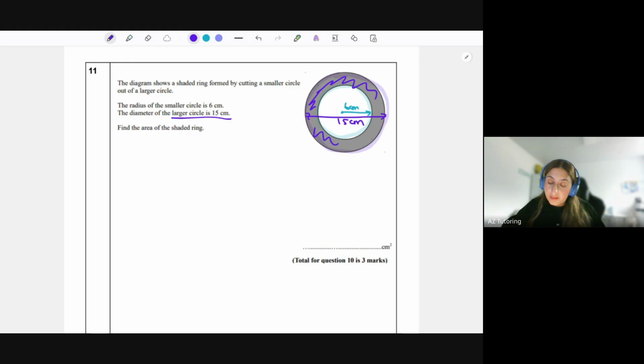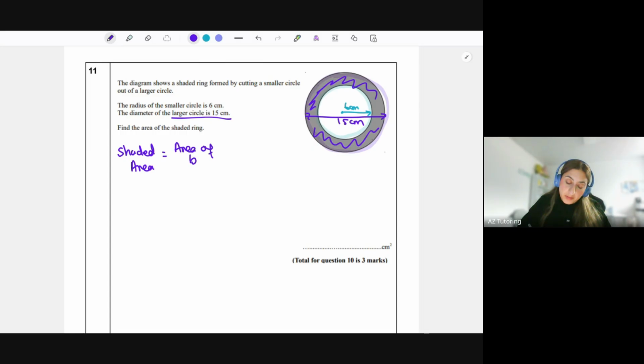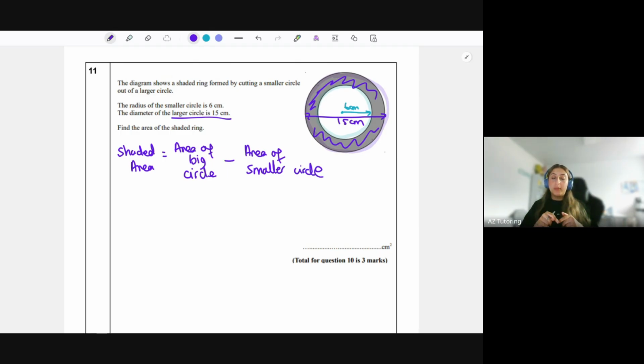So we need to work out the shaded area. So always remember the shaded area is going to be the area of the big circle, take away the area of the smaller circle, because you are cutting out the smaller circle from the middle and then you're left with the outer ring. A bit like a donut. In a donut, the center circle is cut out. So to work out the area of the round bit, the exterior bit that's left, you do the area of the bigger circle, the outer circle, minus the area of the inner circle, and that will give you the remaining bit.